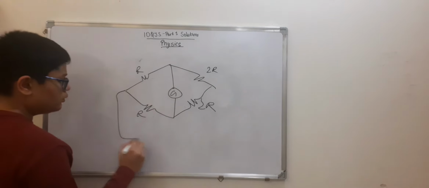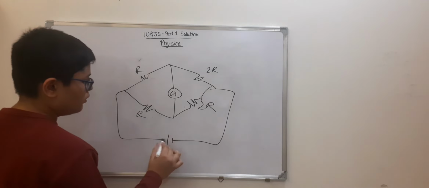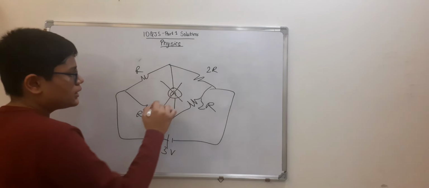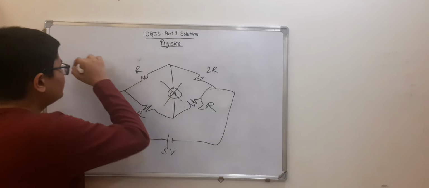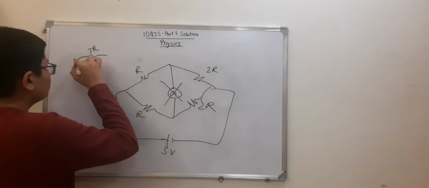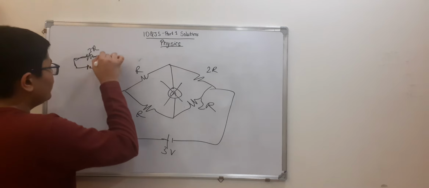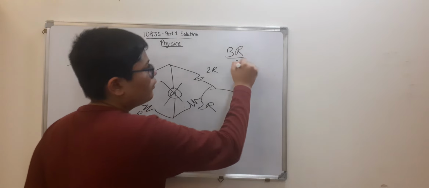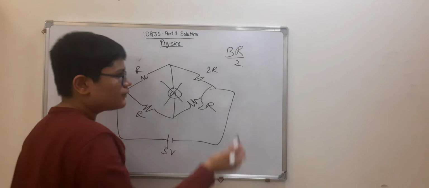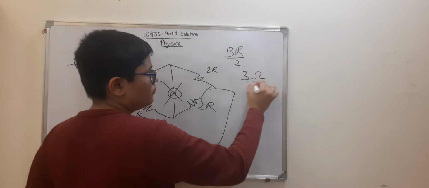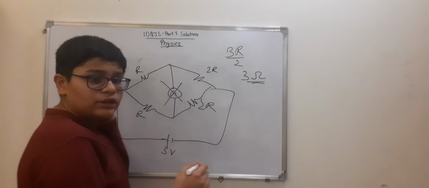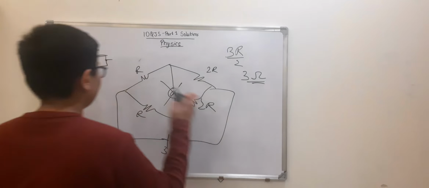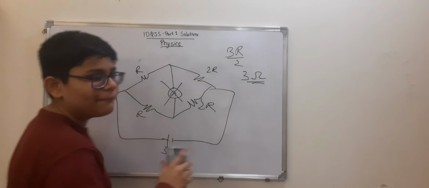And you have connected this to a 3-volt battery. Now what will be the equivalent resistance? You can ignore the galvanometer branch. So it will be R plus 2R, which is 3R, and 3R and 3R in parallel, so it will be 3R by 2. If you put R equal to 2 ohm, as it was given, then you will get 3 ohm. With 3 ohm and 3 volt, from Ohm's law the current in the circuit will be 1 ampere. So this question was pretty easy. Now we can move on to the next question. The answer will be A.